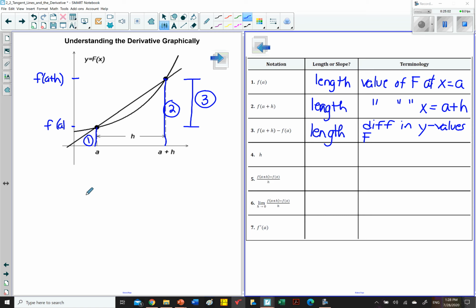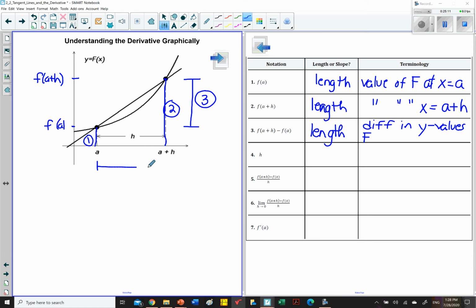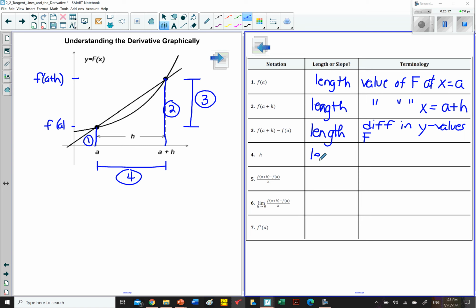So letter 4, H. Well, they showed us what H is. That's this distance here. So H goes from here to here. This is number 4. Likewise, it's a length, and we call that displacement. It's the distance on the x-axis between A and A plus H. I'm just going to call it displacement.